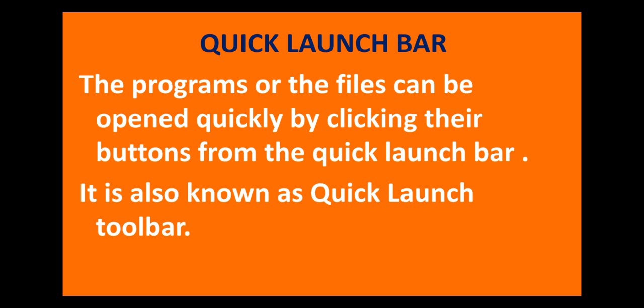Now I have already told you, if you have seen the previous picture, you had seen that in the quick launch bar there were small buttons made. Those buttons were indicating the files and the programs that you want to open. Suppose you want to open something very quickly, very fast, so in such a case, the buttons of the files and programs are available in the quick launch bar. You simply click it and you will be able to open it. Hence, the quick launch bar is also called the quick launch toolbar. Okay.